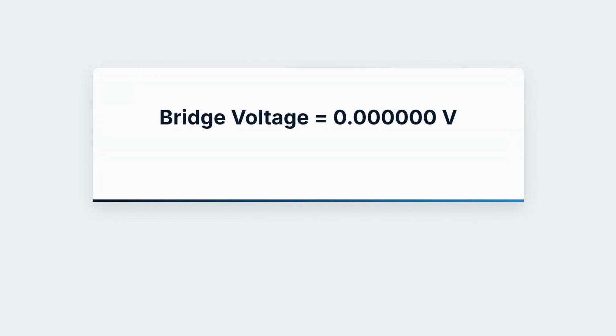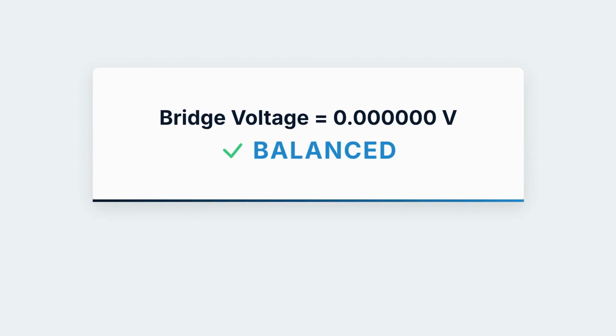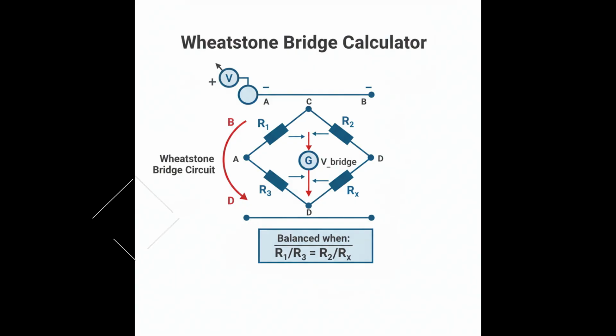Our bridge voltage shows 0.000 volts, confirming the bridge is perfectly balanced. When this voltage is 0, it means no current flows through the galvanometer or measuring device connected between the bridge's middle points. This calculator streamlines complex bridge calculations for precision measurements.